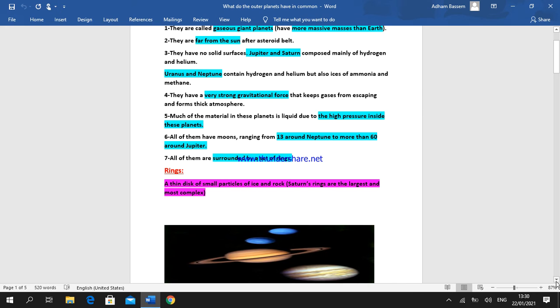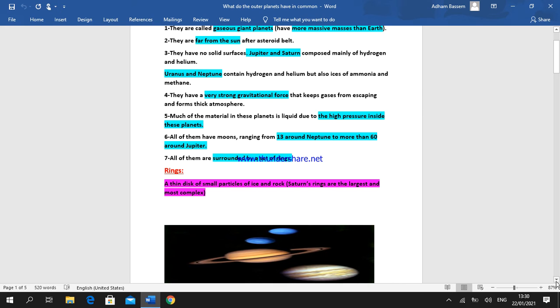Number 6, all of them have moons, ranging from 13 around Neptune to more than 60 around Jupiter. And the most distinguishing characteristic of the outer planets is the presence of a set of rings. All of them are surrounded by a set of rings, but the most distinguished one, with the largest rings, is Saturn.